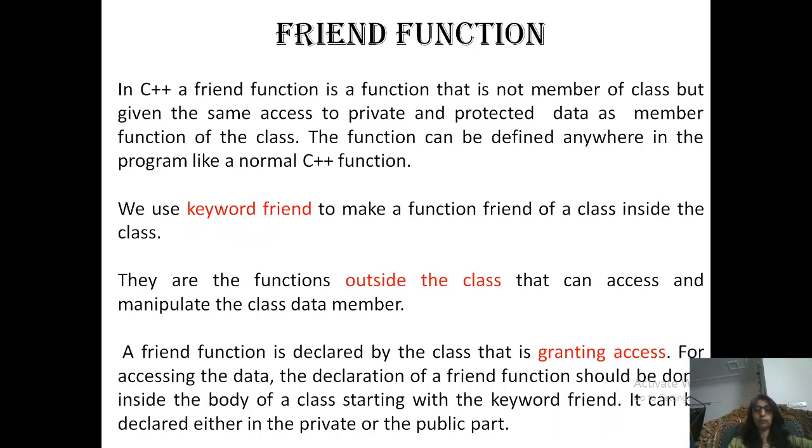A friend function is declared by the class that is granting access. The class that grants access to its private data members has to declare the friend function. For accessing the data, the declaration of a friend function should be done inside the body of the class. It can be declared either in the private or public part. There is no restriction on declaring a friend function in a class. It can be declared in any portion.